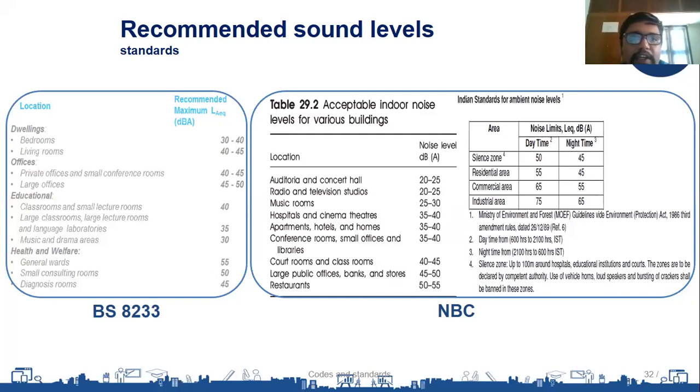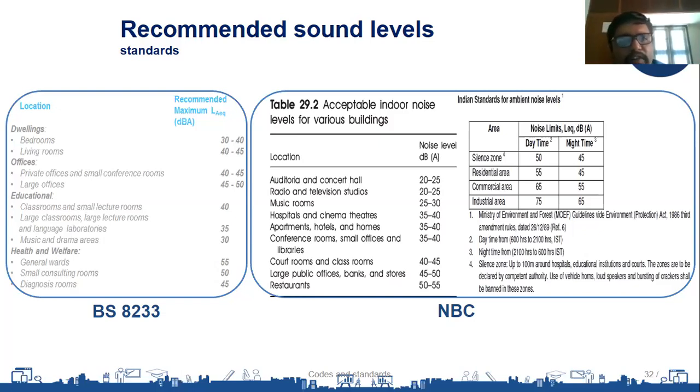On the screen, you're seeing two standards, BS 8233 and NBC. NBC is our National Building Code. We have a 2016 version that is available. And BS 8233 is another standard that is followed. Both of them discuss how much the comfortable decibel level should be inside your space. If it's a dwelling, it can be 30 to 40 decibels. If it's educational, it can be 40 decibels. For an office room, it can be 40 to 45 decibels. So these are some of the examples.